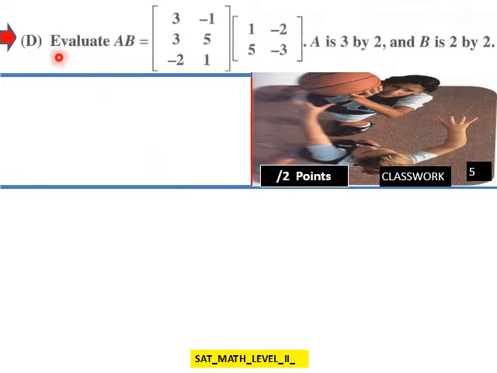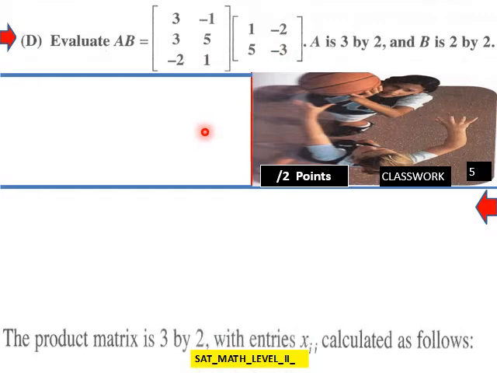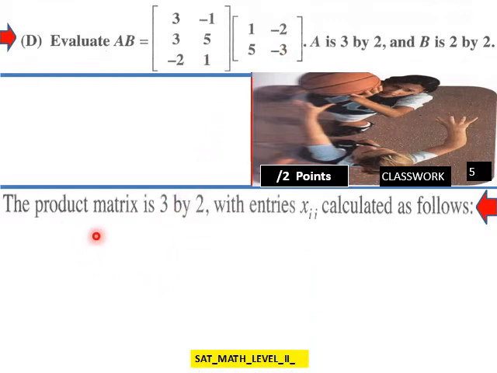Okay, so we're going to do part D now of this section. Evaluate AB, where A is this 3 by 2 matrix, and then we have a 2 by 2 matrix here. A is a 3 by 2, B is a 2 by 2, meaning 3 rows by 2 columns, 2 rows by 2 columns. So we're going to multiply this times this. The product matrix is a 3 by 2.